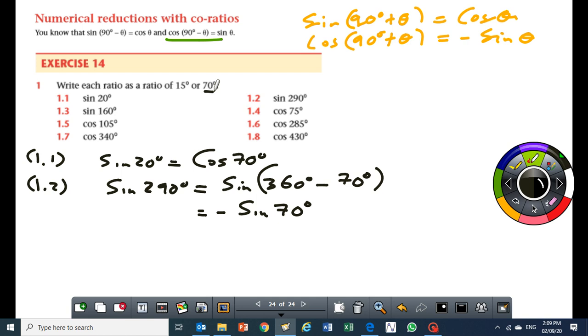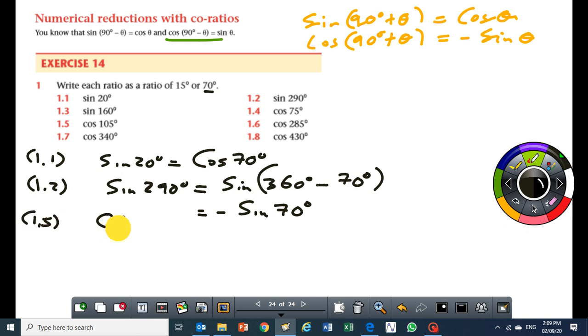Generally, among the four, the most common ones are these two. Those other ones can also come, but they are not as important as these two. Let's choose another one. You can see that we don't have cos here, because co-ratios are trig ratios relating to sine and cos, the relationship between sine and cos. Sine and cos are related. Let's move on to one with cos, 1.5.